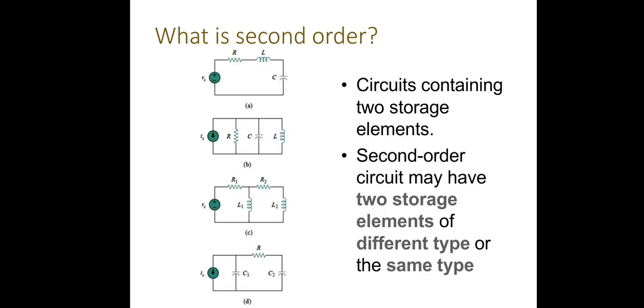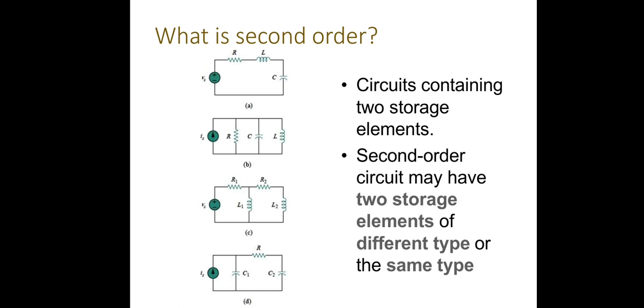Already know that this is a circuit containing two storage elements. What are the storage elements here? L and C are the storage elements. One resists sudden changes with respect to the current, and the other resists sudden voltage changes, like inductance and capacitance charge storages.